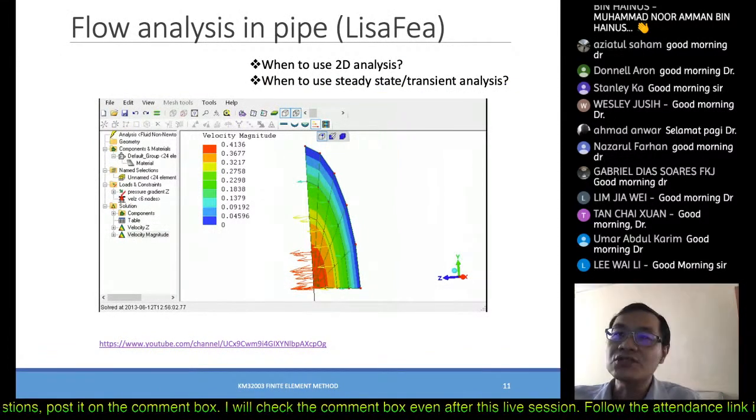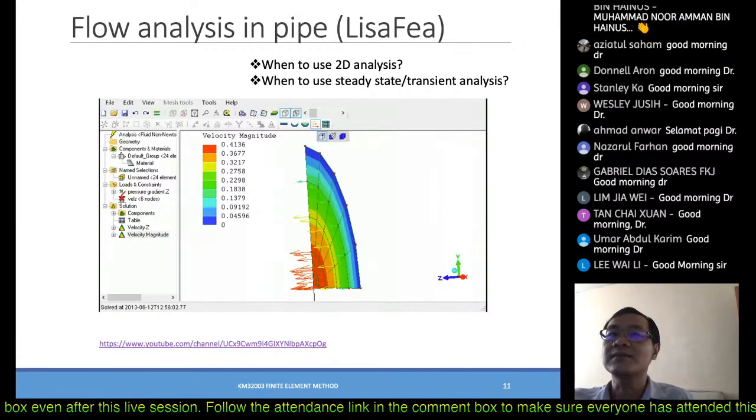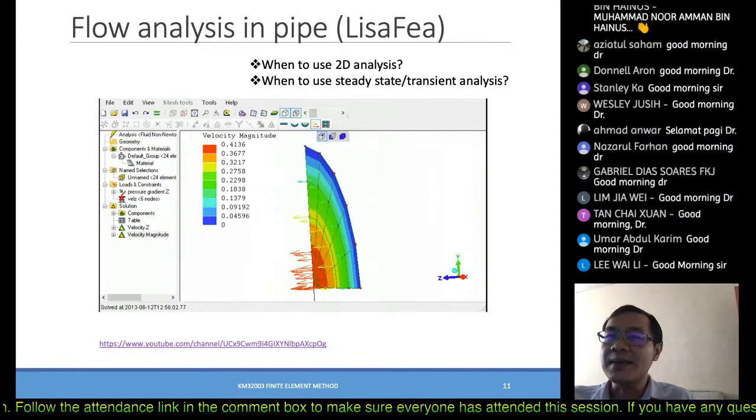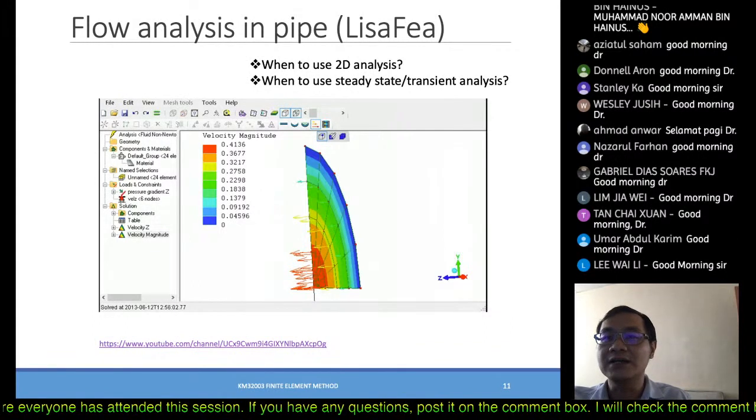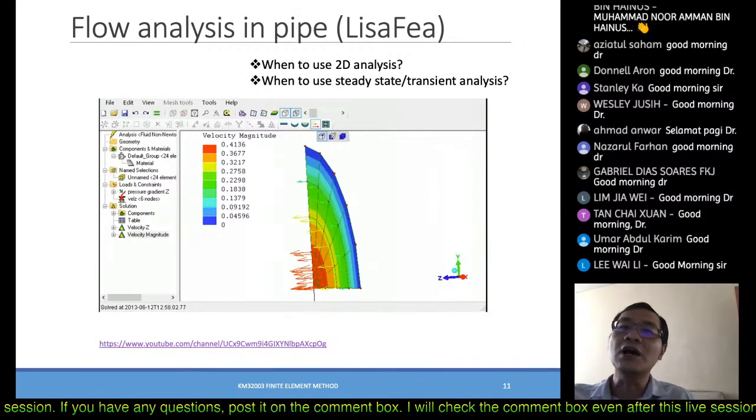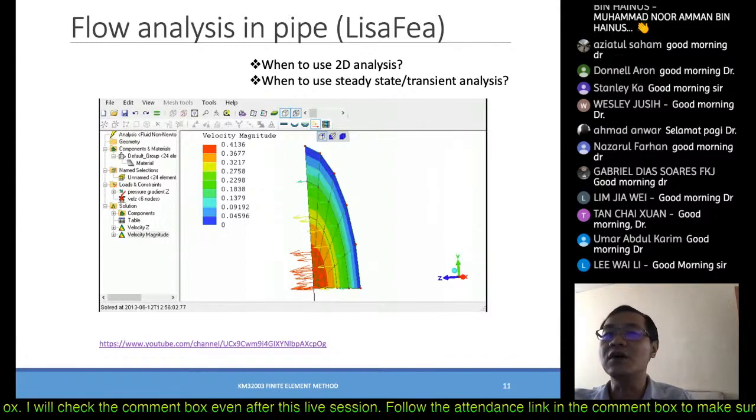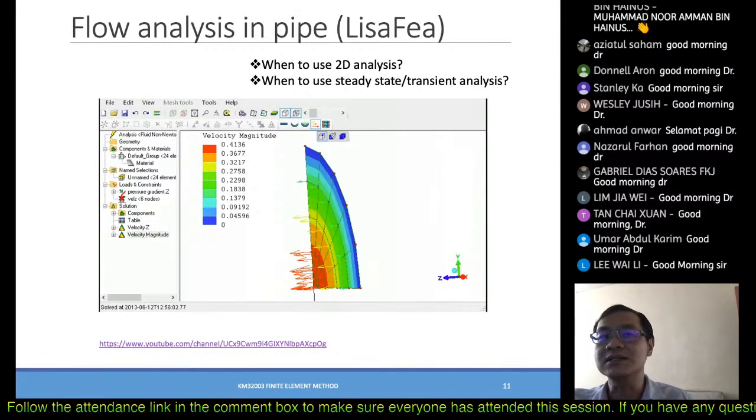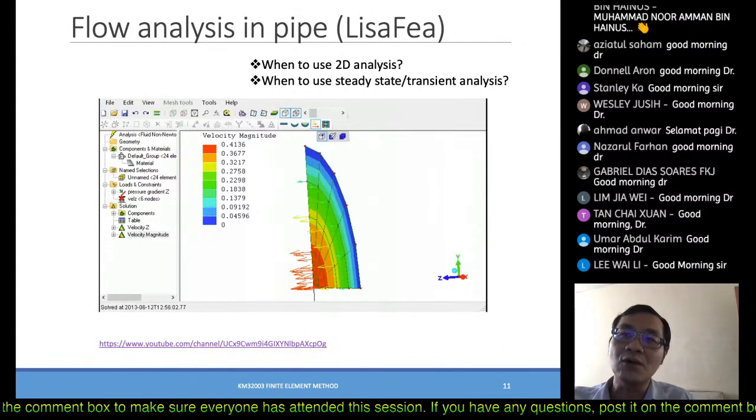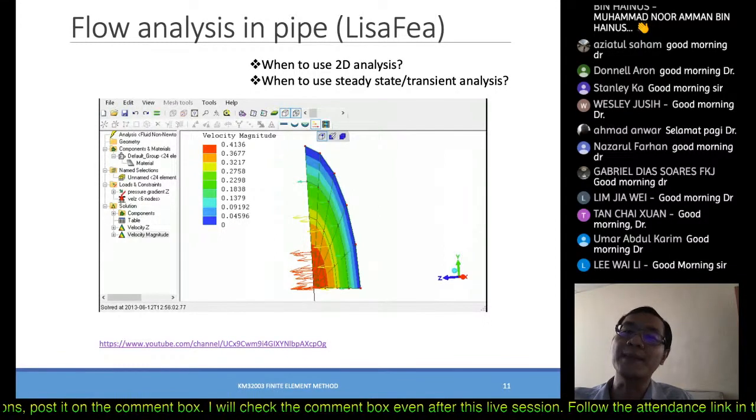The LISA FEA software allows you to do the flow analysis as well. It is again based on the FEM technique that we have gone through just now. So the only question is, when we select the type of analysis that you want to run, first of all, when to run a two-dimensional analysis, why not a three-dimensional analysis? This is where you have to use your judgment, your experience, your knowledge, on when to consider a two-dimensional analysis.